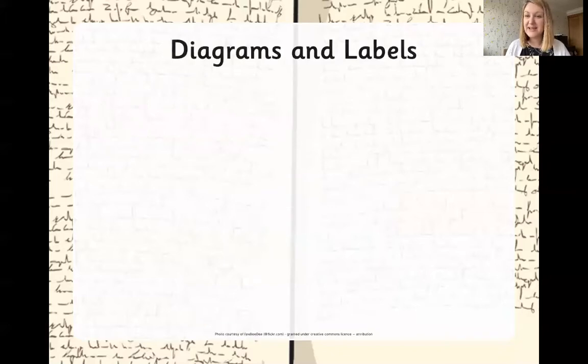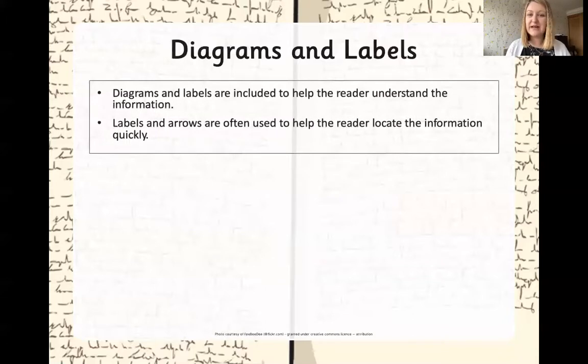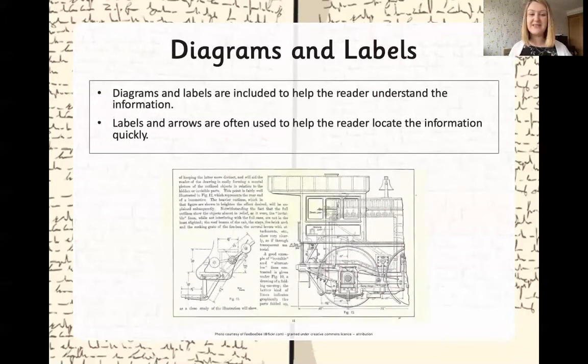Okay, diagrams and labels is another feature we have mentioned. Now, the diagrams and labels are included to help the reader understand the information. The labels and the arrows are often used to help the reader locate the information quickly as well. So it was very much when we were even doing our explanation texts, we were encouraged to include a diagram. So actually on our planning stage, weren't we? So that we were able to really understand how it was going to work and take place. And I know I quite like, if I'm learning something new, to see a picture of how it is going to be working. I'm sure you do too.